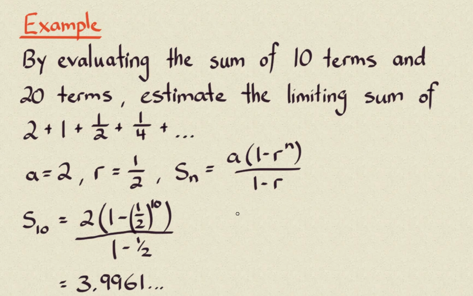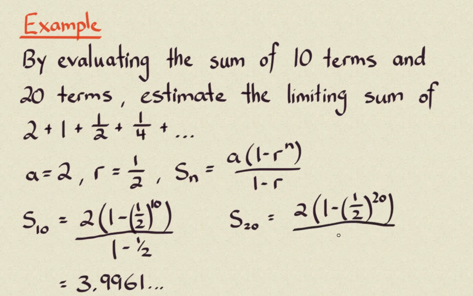But what about if we evaluate the sum of the first 20 terms? So we set up the same formula, but instead of n equals 10, we're now plugging in n equals 20. Sorry about that one. Once again, when we evaluate this using our calculator, we get 4.0000 and so on. We'll stop it there. And so I think it's quite clear to tell that we're approaching the constant value of 4.